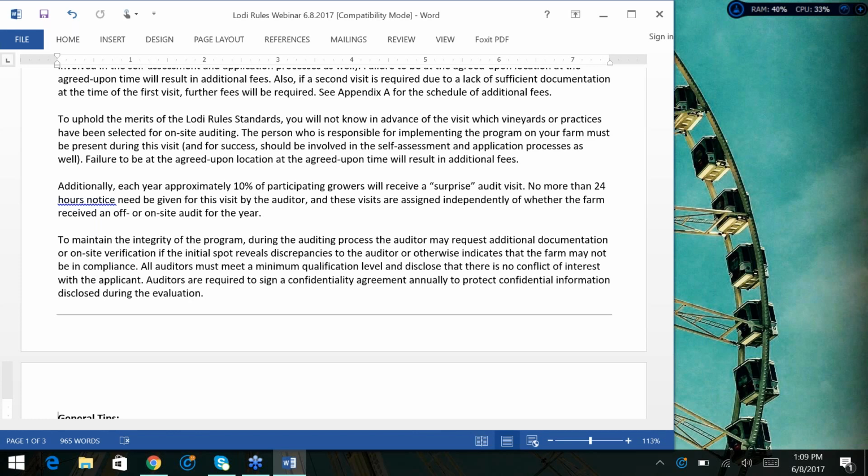All auditors must meet a minimum qualification level and disclose that there's no conflict of interest with the applicant. Auditors are required to sign a confidentiality agreement annually, which is very true, to protect confidential information disclosed during the evaluation. Every audit we do is confidential no matter what.